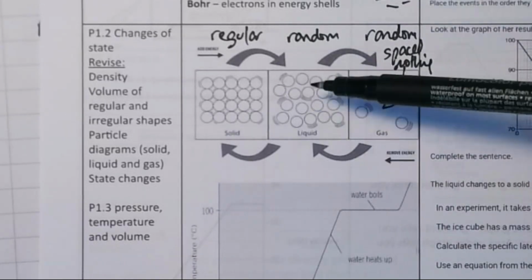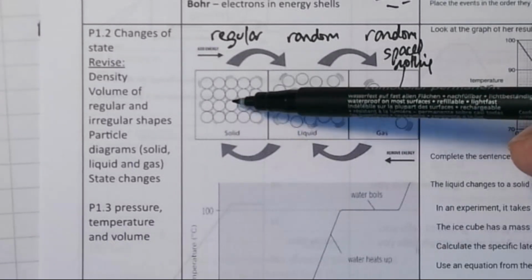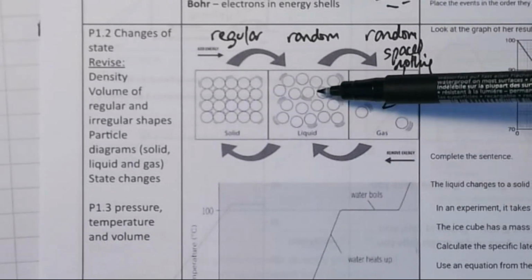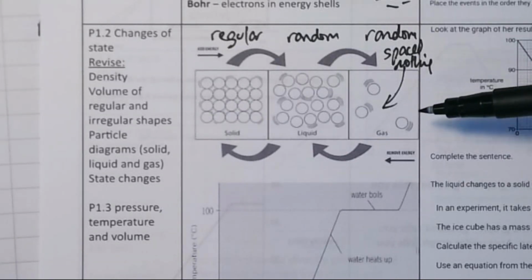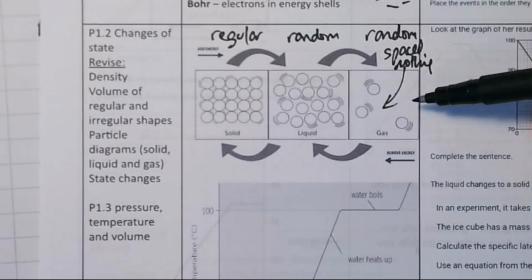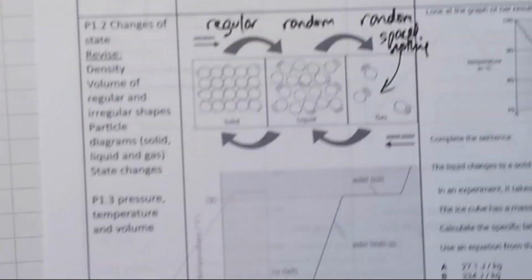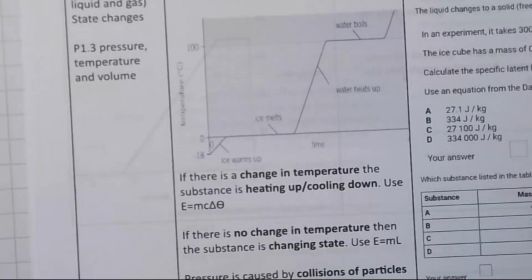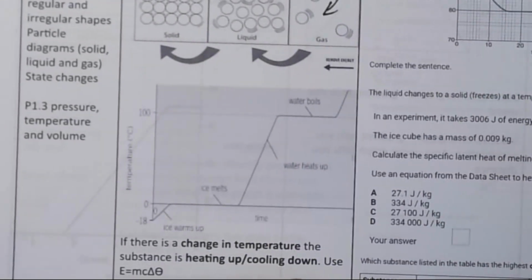Think about the particles. You should be able to describe the arrangement of particles. Regular for solid, random arrangement for liquid. Gas particles are randomly arranged. They have random speed and direction. Okay, you can describe those state changes, which are a physical change, by the way, because it's reversible.